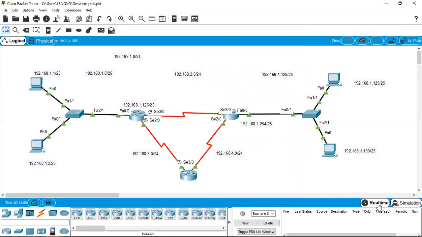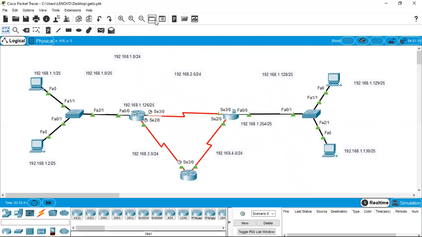Now we'll allow this to converge, and we can check whether end-to-end is pinging. It failed at first. Right now it is successful. So now the end-to-end machines are able to ping each other. Yes, it is successful. We can check it once again. Yes, it is successful, right? So this is how RIP version 2 functions.